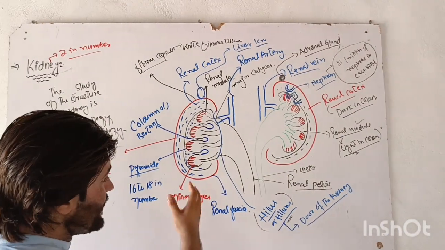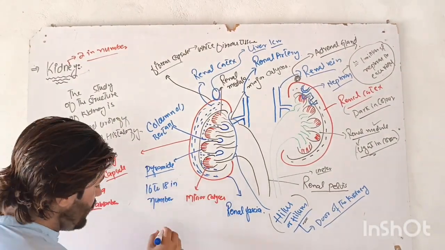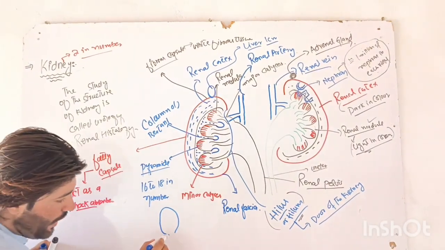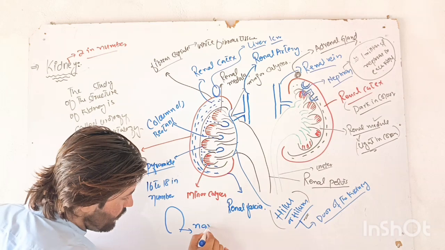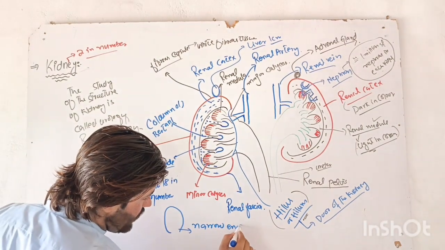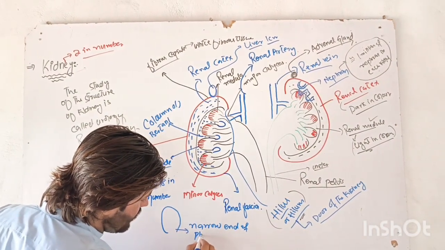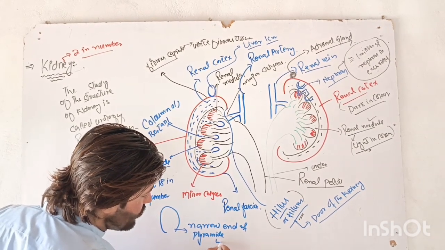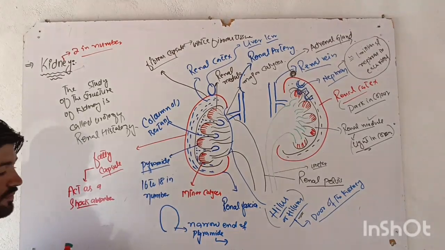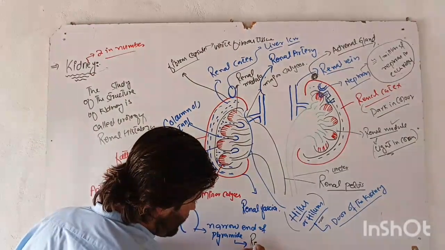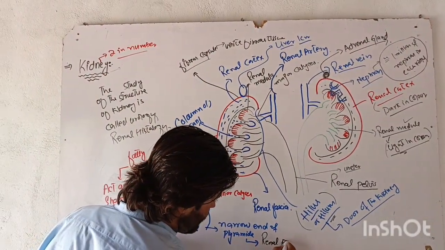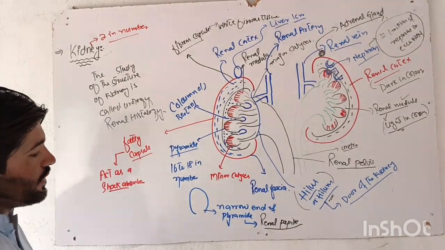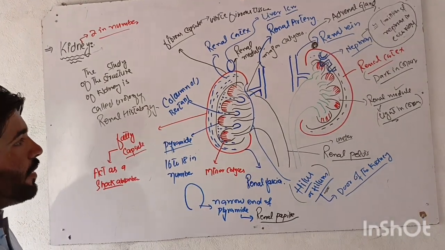We take one pyramid, and these pyramids are 16 to 18 in number. The narrow end of the pyramid is known as the renal papillae.